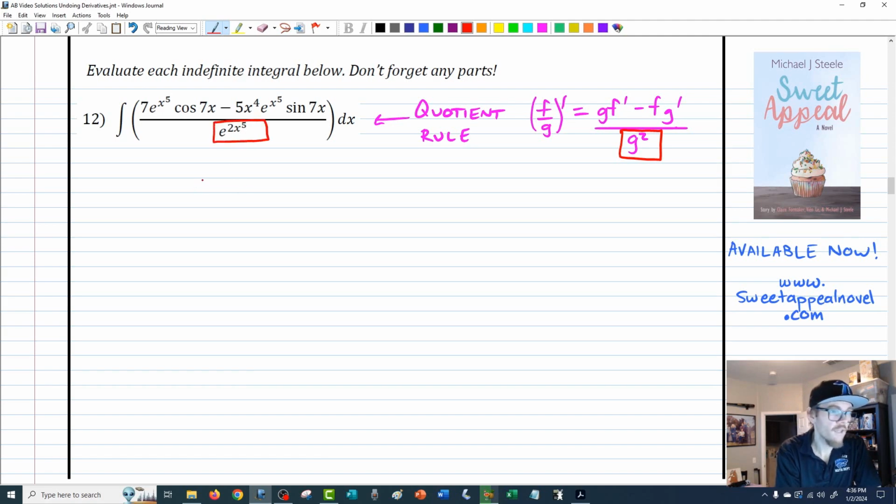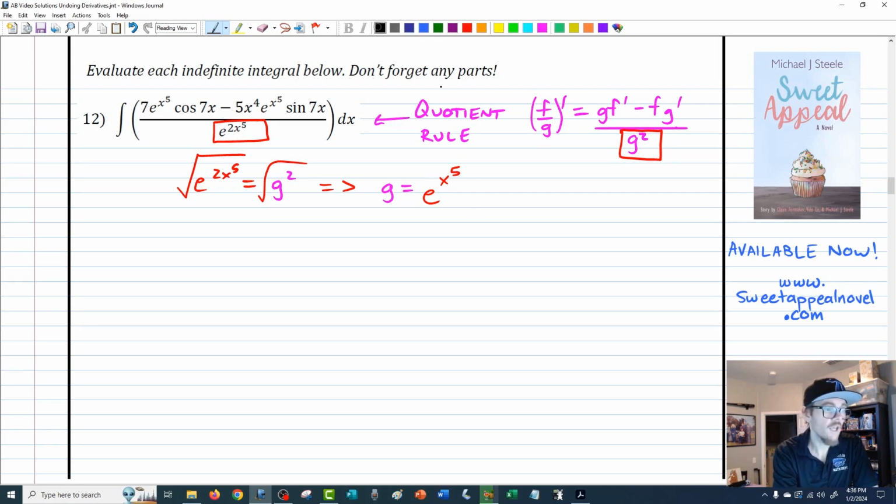And I'm going to reason out that in order for this to be the quotient rule, e to the 2x to the 5th is going to have to be equal to our g squared. Well, think about that for a second. If you want to figure out what the function g is, and again, we're going to set aside scalars and stuff for the moment. Maybe we'll have to fix it later. I can just effectively square root both sides. And although this isn't perfect, you can pretty clearly reason out that g is going to be equal to the square root of that piece, which is e to the x to the 5th.